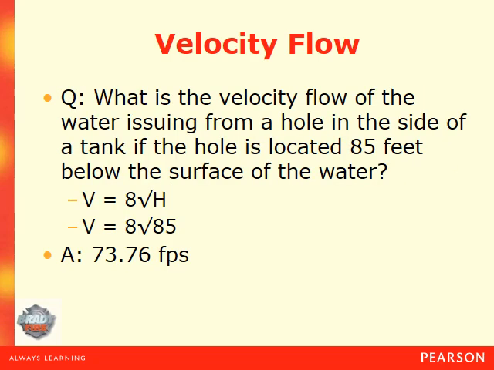All right, so here's another one. What is the velocity flow of the water issuing from a hole in the side of a tank if the hole is located 85 feet below the surface of the water? So velocity, again, equals 8 times the square root of h, and h is going to be 85, what they give us. So the square root of 85 times 8.